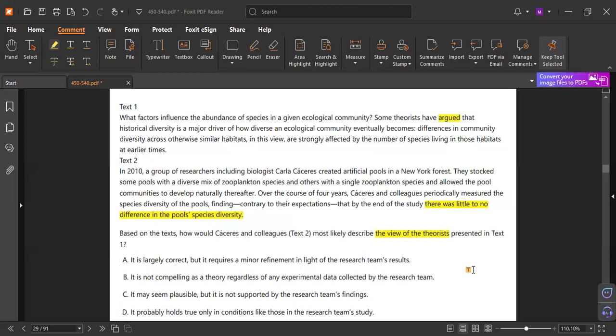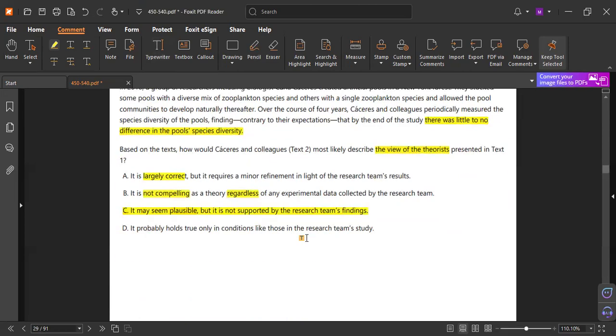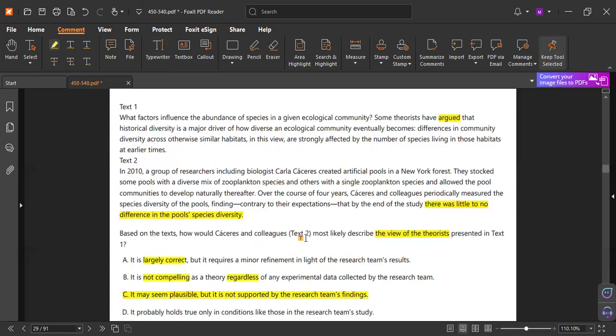Is it C? So C is the best answer. Not largely correct. It's not compelling. As I said here, regardless. So it's possible, but as you did it, correct. Come on. Remember, speed of reading and concentrate on what are you looking for exactly, the view. So never stop until you find it.